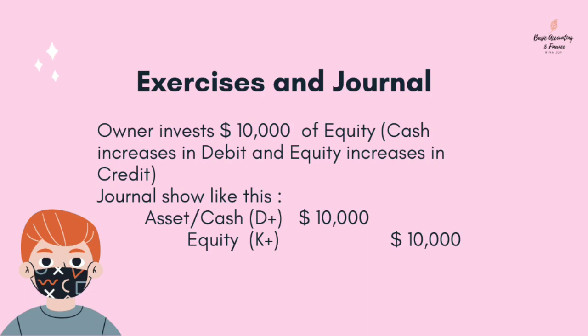Journal number 1. If I, as an owner of a business, invest $10,000 of my own equity into this business, the impact will be a debit for cash as it increases. Equity also will increase by $10,000. Thus, the journal will be debit the asset cash, $10,000, and credit owner's equity, $10,000. This is shown in the journal here.